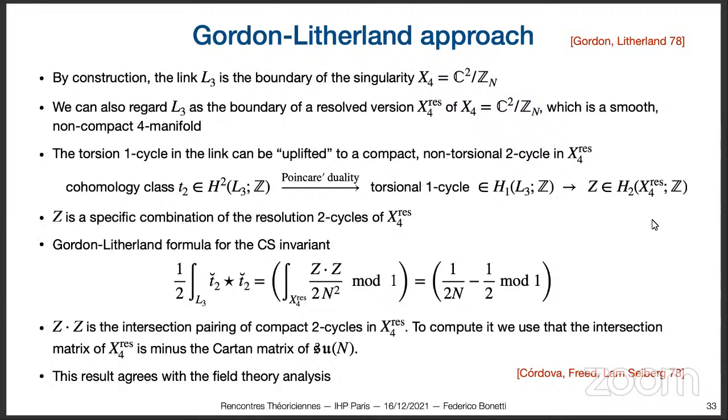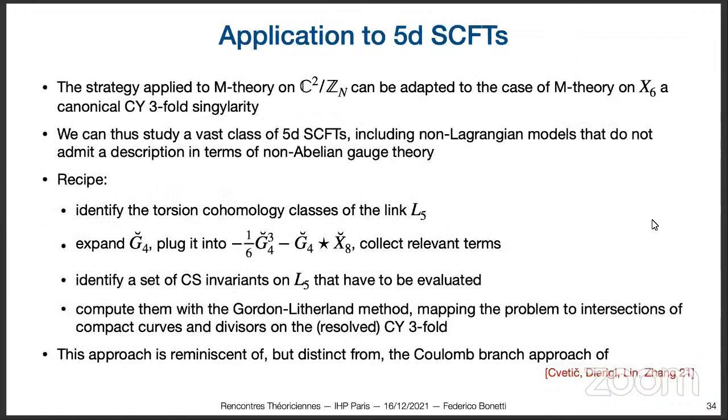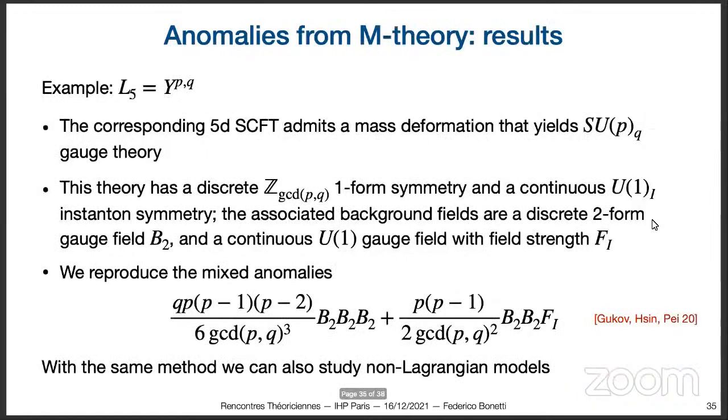And it is precisely thanks to this technical point that we were able to extend this to the Calabi-Yau threefold case, applying more or less the same recipe. And to give you an example, let's take, for instance, the cone over YPQ. That's a famous Calabi-Yau cone. It is known what happens in field theory. This is a CFT that admits a deformation to an SU(P) gauge theory with Chern-Simons at level Q. And it has a known discrete one-form symmetry. It would be this B2 that I was talking about. And it also has a continuous symmetry, which is like the instanton symmetry of this 5D gauge theory.